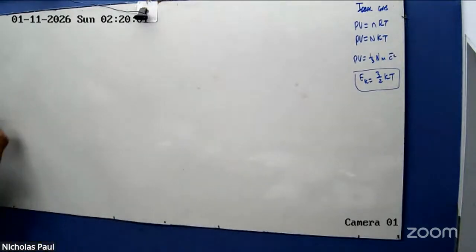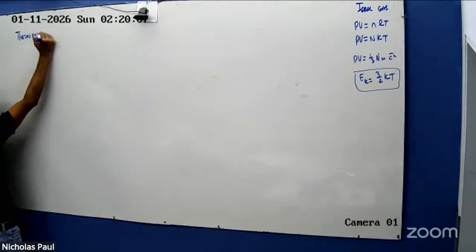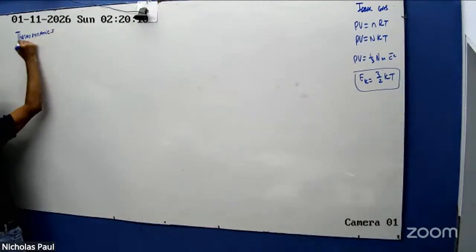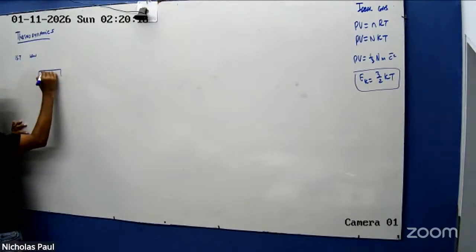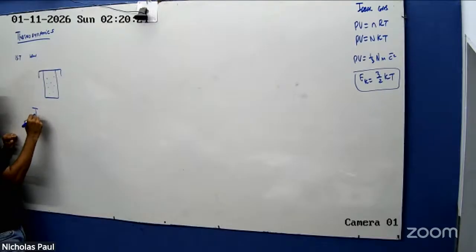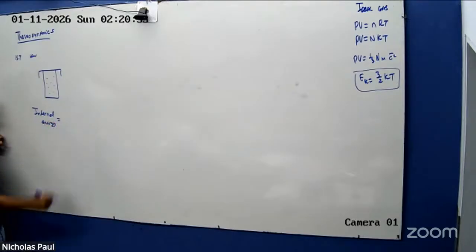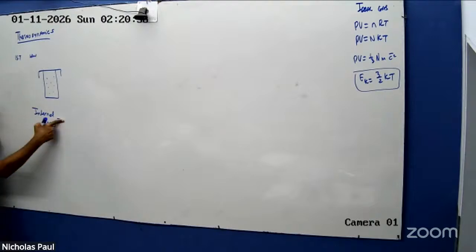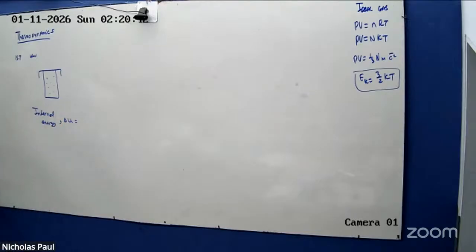Today, we're going on to something called thermodynamics. And we're going to take a look at the first law. Real simple concept. So let's say we had a gas trapped in here, and I would like to know the things that change the internal energy. Things that cause the internal energy to change, delta U. Any ideas? What are some of the things I could do to change the internal energy?